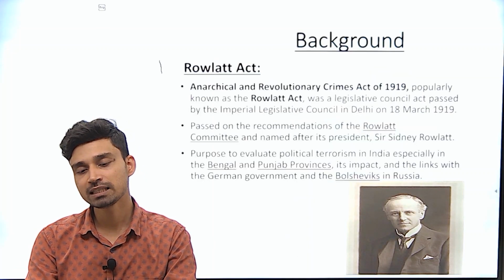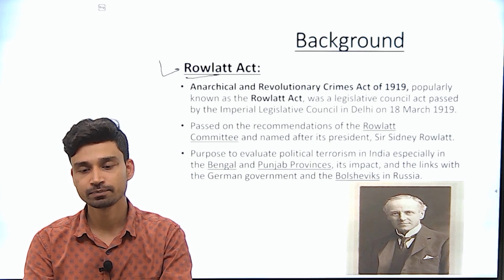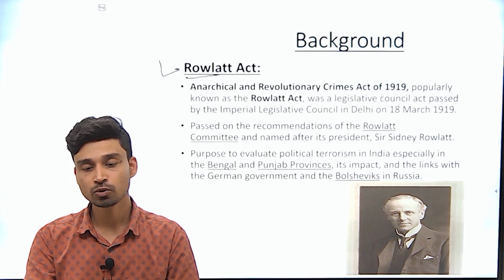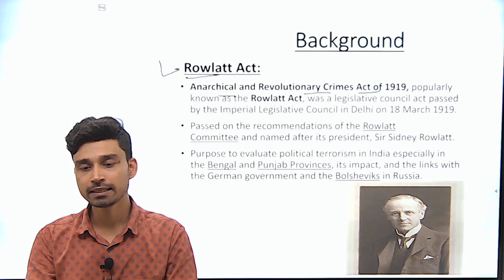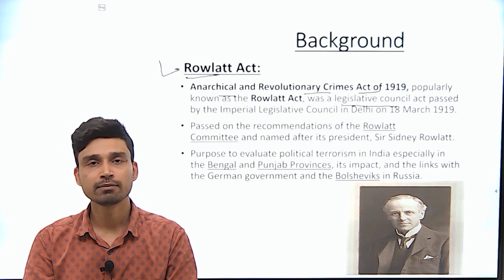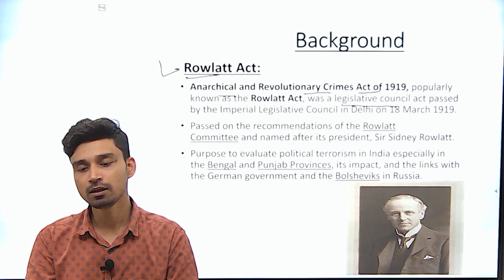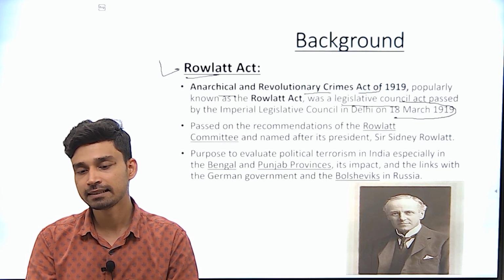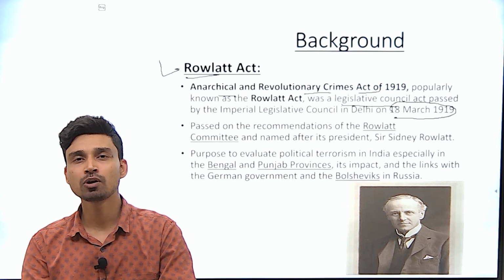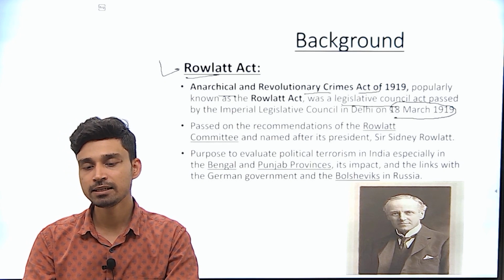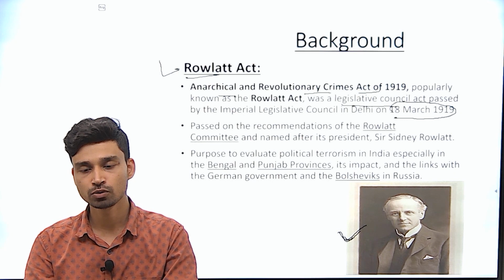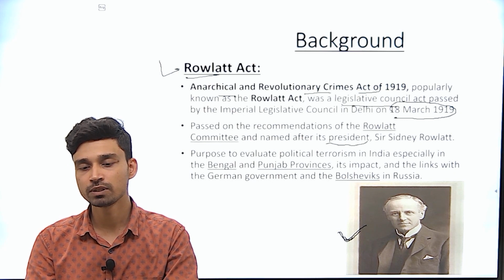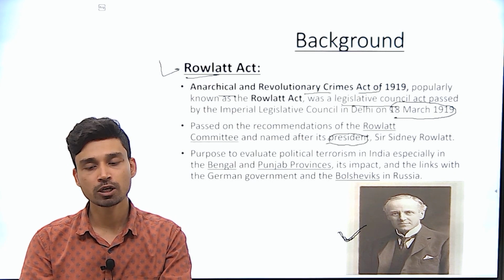The first of these events was the Rowlatt Act. The Rowlatt Act was also called the Anarchical and Revolutionary Crimes Act of 1919, and it was a Legislative Council Act passed by the Imperial Legislative Council on 18th March 1919. It is called the Rowlatt Act because Sir Sidney Rowlatt, an English judge, who you can see in the picture, was the president of this committee, called the Rowlatt Committee.